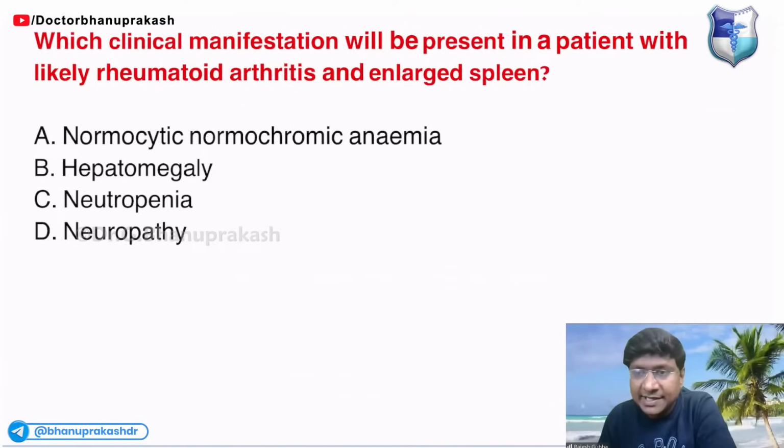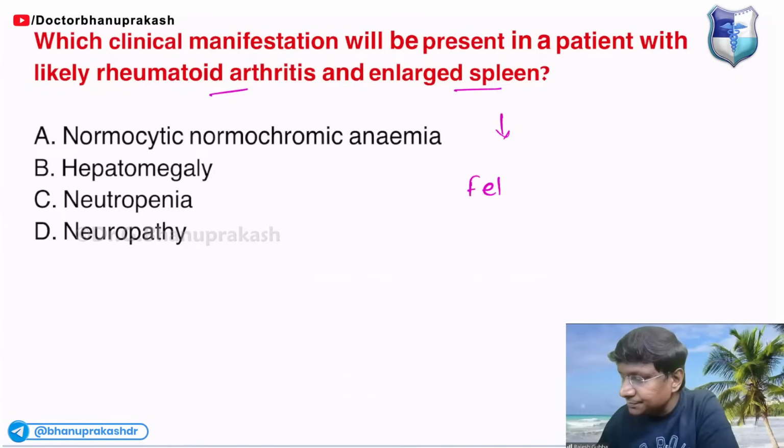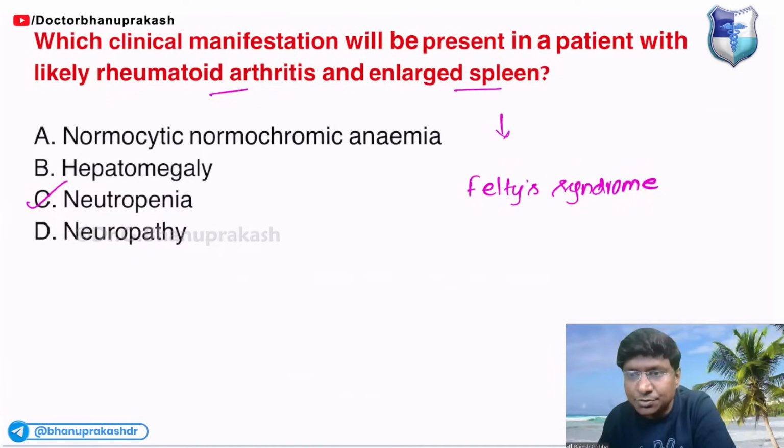So, what exactly is this? The patient is having an enlarged spleen and the patient is having rheumatoid arthritis. This syndrome is Felty's syndrome. Now I have given you a clue. Very good. So the answer is neutropenia. In Felty's syndrome, you will have rheumatoid arthritis, splenomegaly, as well as neutropenia.